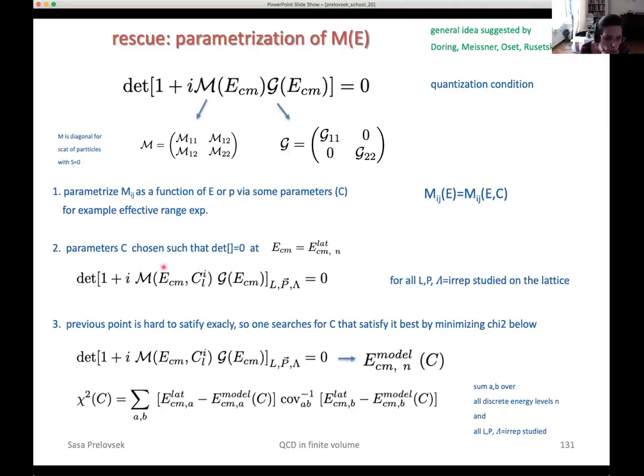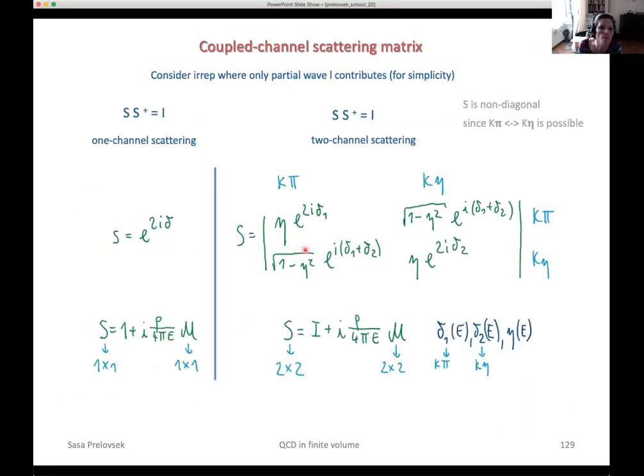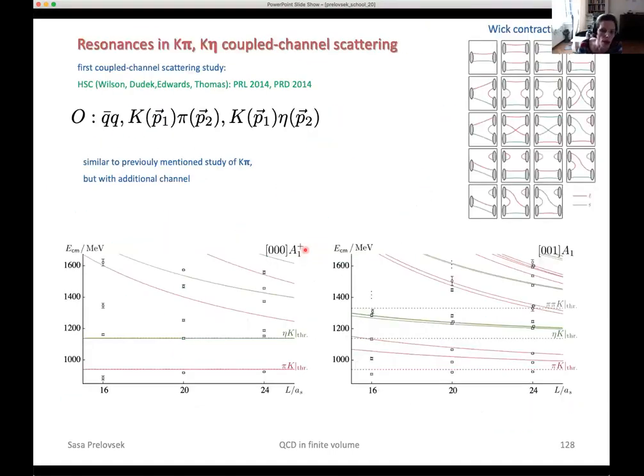You have your parameterization, and this determinant for the ideal values of parameters is equal to zero for all energies that you measure on the lattice. So let us be reminded what the eigenenergies were. These were the eigenenergies. You want this determinant to vanish on all these eigenenergies.